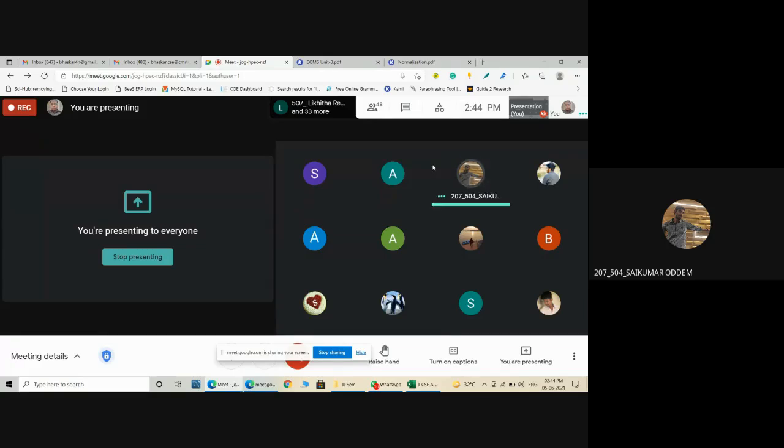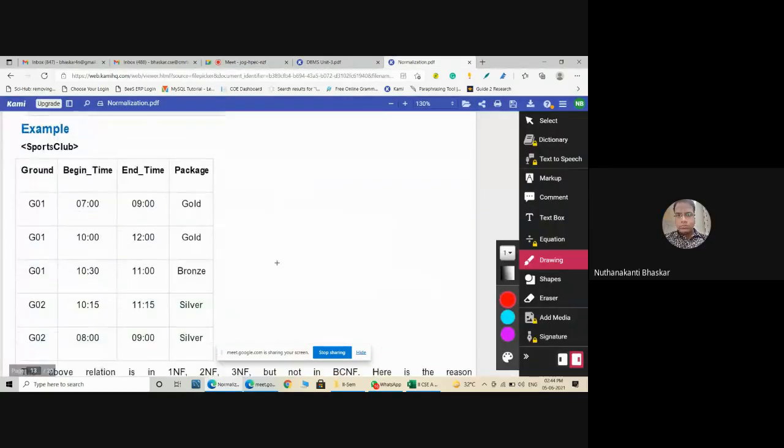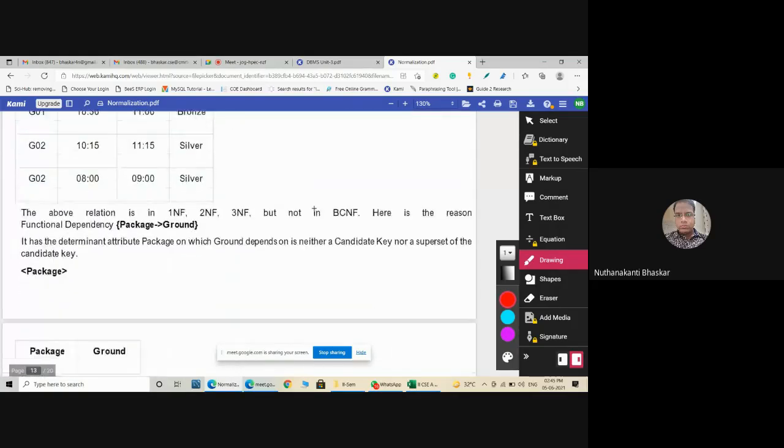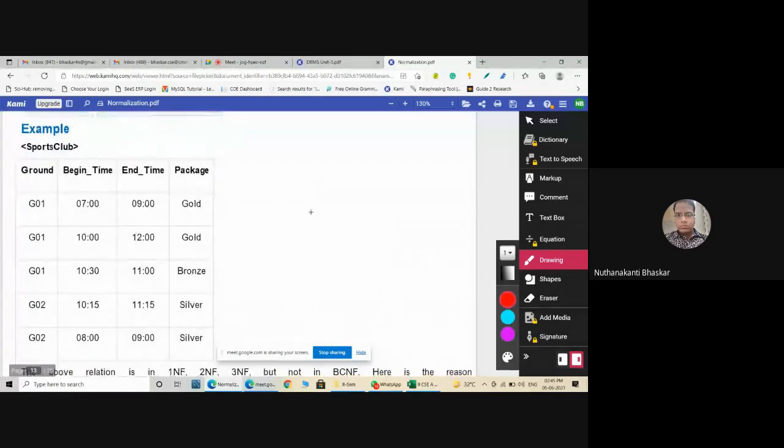Yes, sir. Now coming to one more example. I will show you some more examples, don't worry. Now this is a very famous example. The ground, begin time, end time, and package. Here, if we want to use a ground, they have some charges starting this time and ending this time. And this is the package. Some packages are there like that.